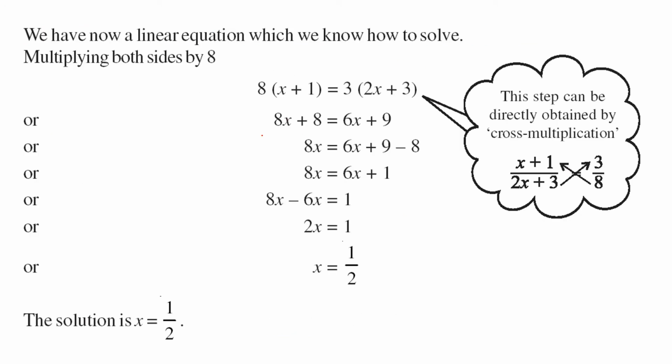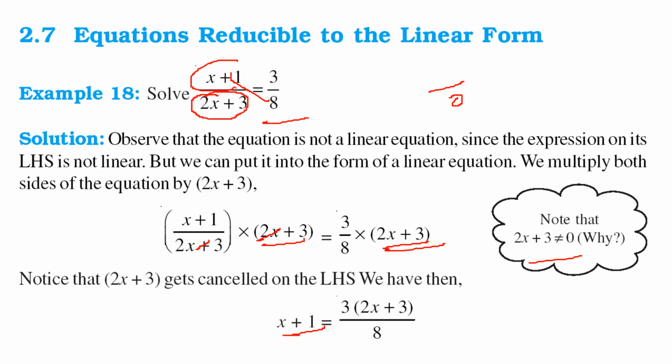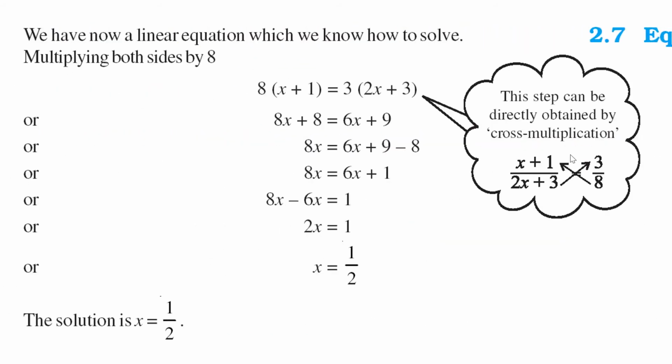So when you solve it, you can take 8 on the left hand side, 3 remains here. Now let us multiply them. Now the other way is to do like this. Multiply 8 with x plus 1. Multiply 2x plus 3 with 3, like this. The same scenario you will get. So again 8 into x plus 1, and 3 into 2x plus 3.